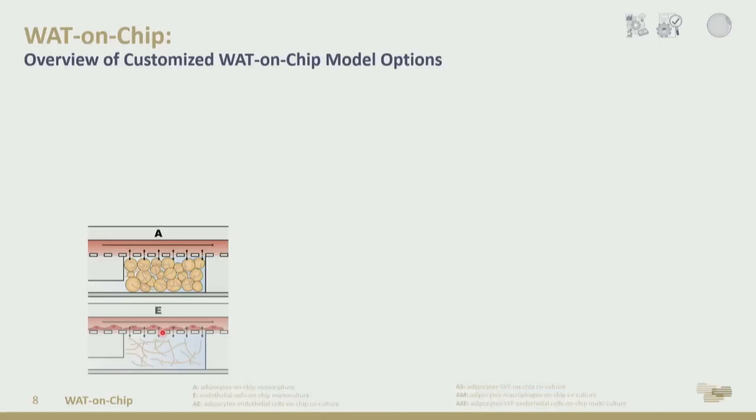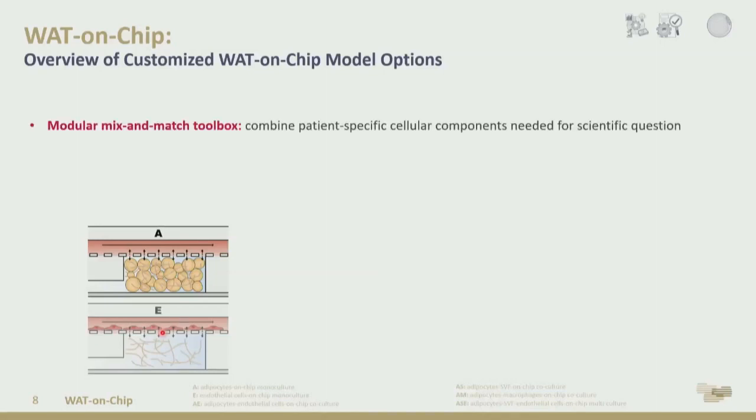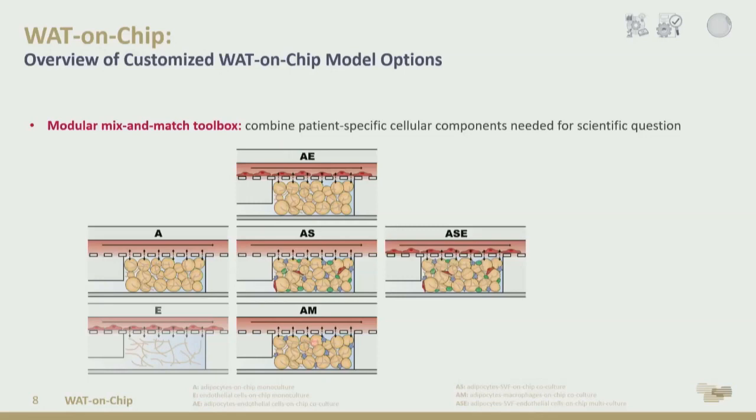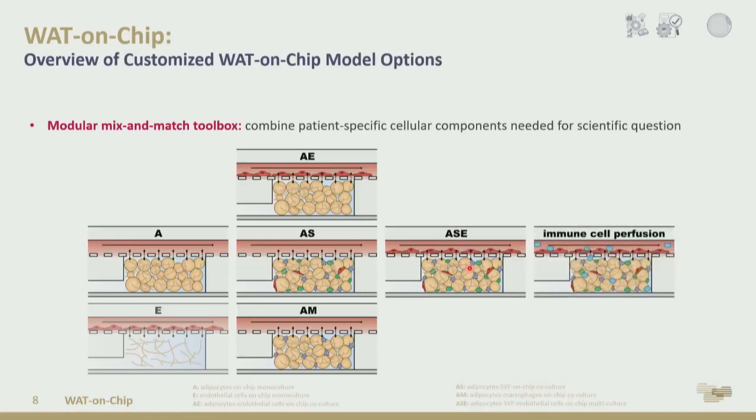increase the complexity. And you might remember that we want to do so in a modular mix and match toolbox kind of way. So let's have a look at the other model options that result now. Adding another cellular component to our monoculture setups will yield the following co-culture systems: adipocyte endothelial cell, adipocyte SVF, and adipocyte macrophage co-cultures. Adding yet another cellular component will yield the adipocyte SVF endothelial cell multiculture system. And by perfusing immune cells, we'll reach the final stage of complexity.